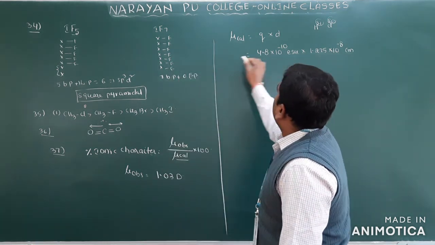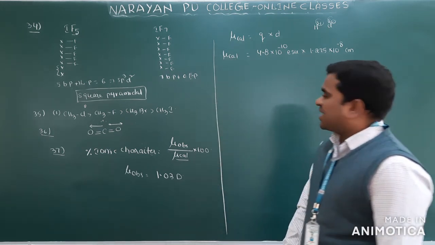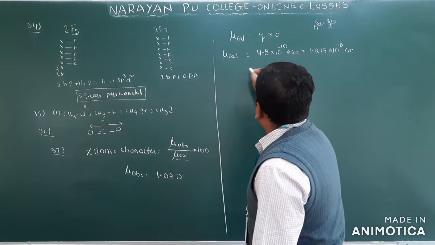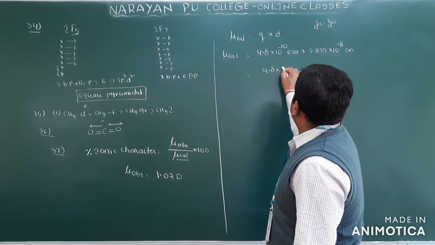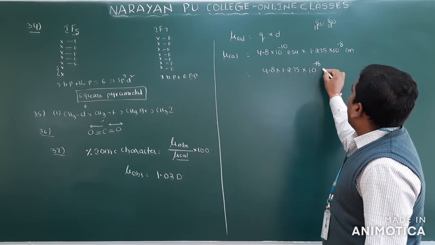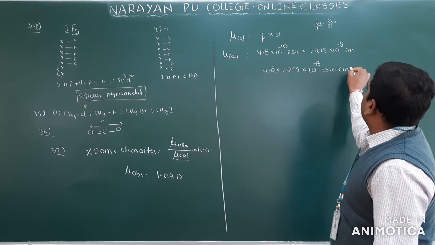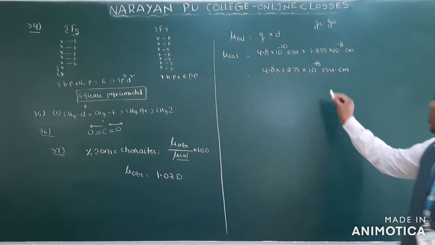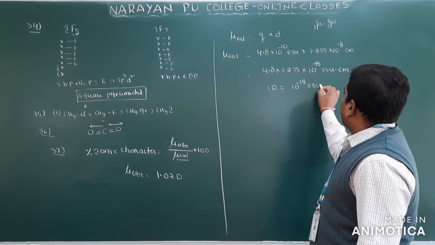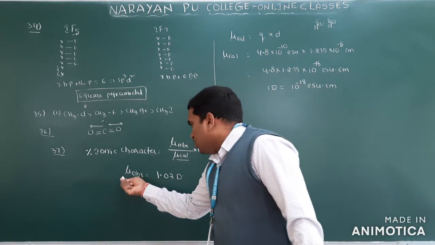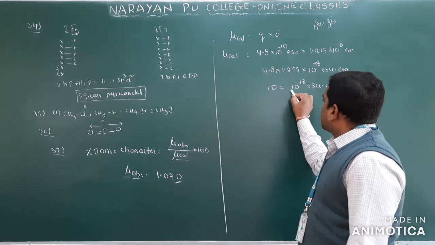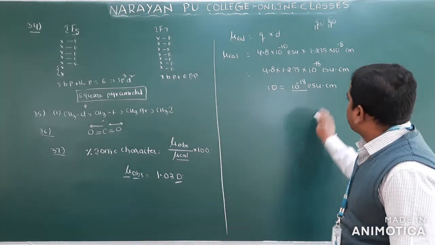So this is the mu calculated. Now if you calculate it, I will write here 4.8 into 1.275 into 10 power minus 18, and I can write ESU into centimeter. You know that 1 Debye is equal to 10 power minus 18 ESU centimeter. Why? Because mu observed is given in Debye, so this should also be converted into Debye.